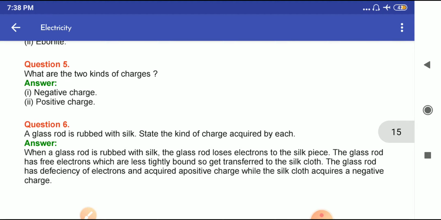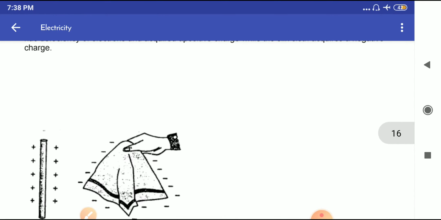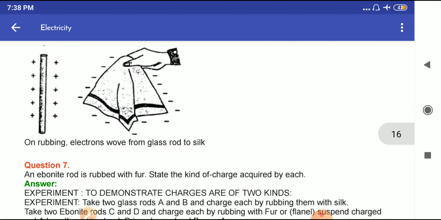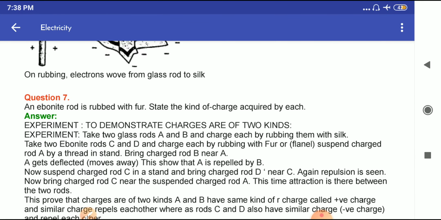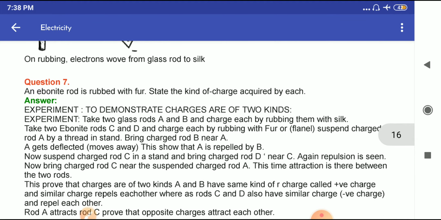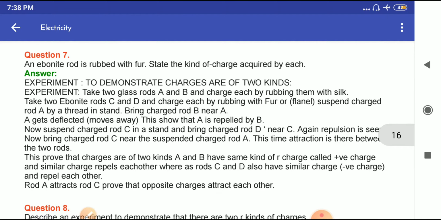Question number 6. A glass rod is rubbed with silk. State the kind of charge acquired by each. So this is your answer, and this is your diagram for this answer. Question number 7. An ebonite rod is rubbed with fur. State the kind of charge acquired by each. So you can write your answer from here.